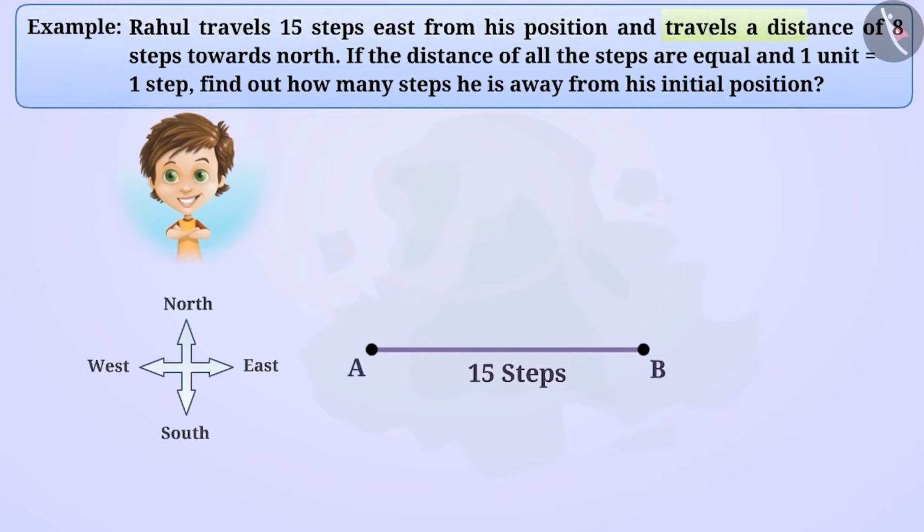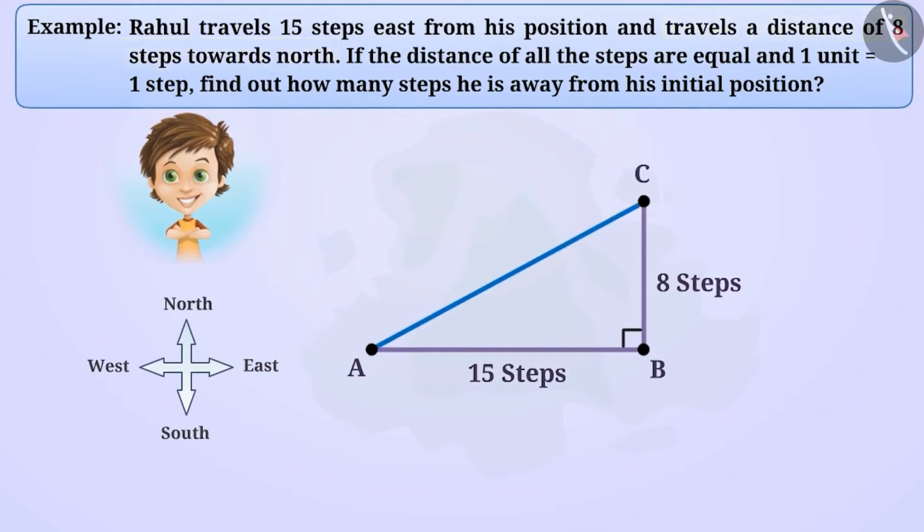It is also known from the question that Rahul travels a distance of 8 steps towards north from the point B. Tell me, how can we depict this? Think for a while. Absolutely right. Since the north and the east sides form a right angle, we will draw a line segment forming a right angle with the line segment AB from the point B, whose length will be 8 steps. We will name this line segment BC.